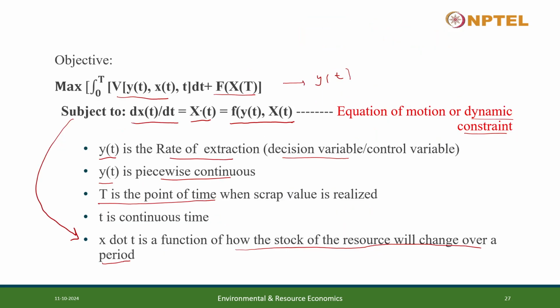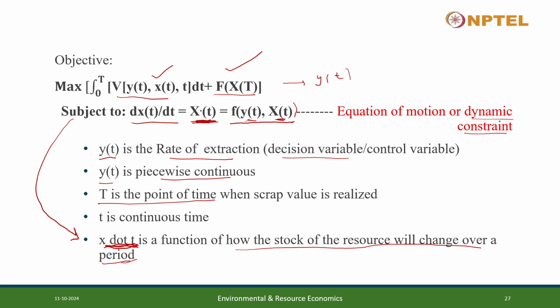Now we will move a little forward. So we are trying to maximize the flow value and scrap value. The rate of change of stock will be a function of rate of extraction and stock. So this x dot t, that is the differentiation of x with respect to time t, is a function of how the stock of resources will change over the time period. This is also known as the dynamic constraint.